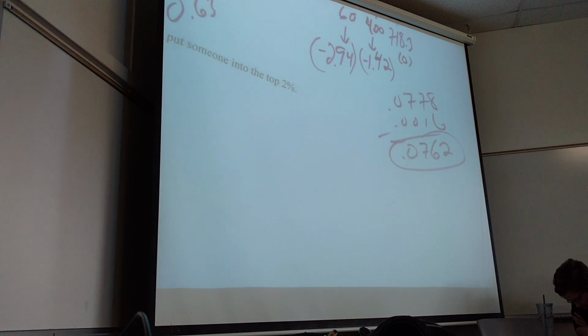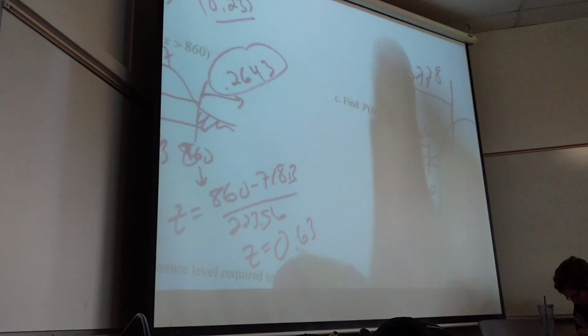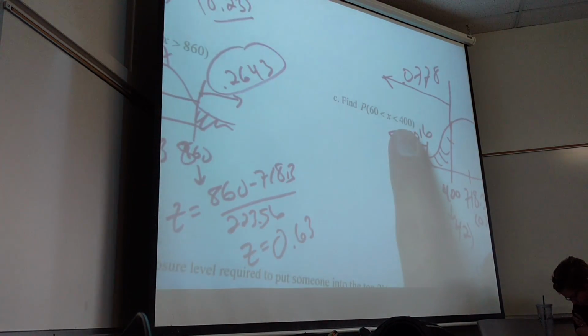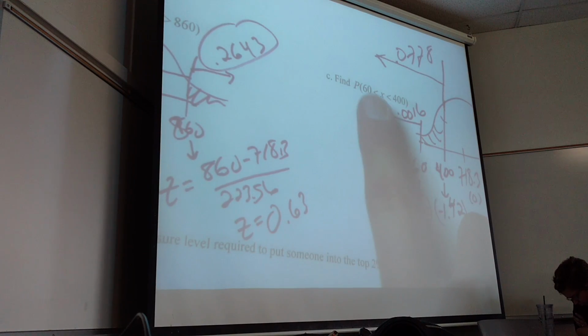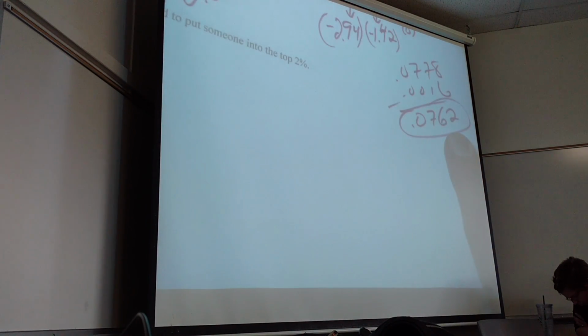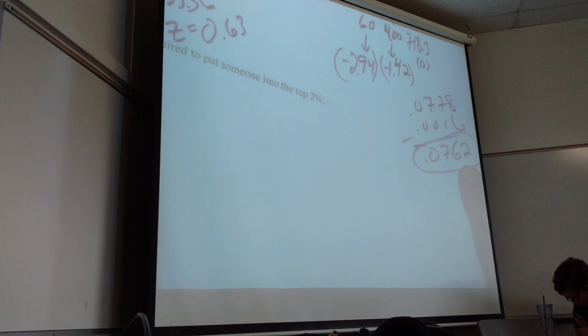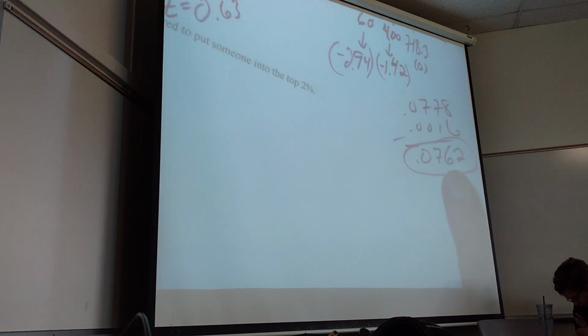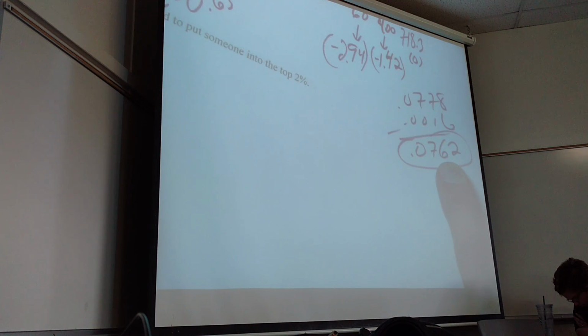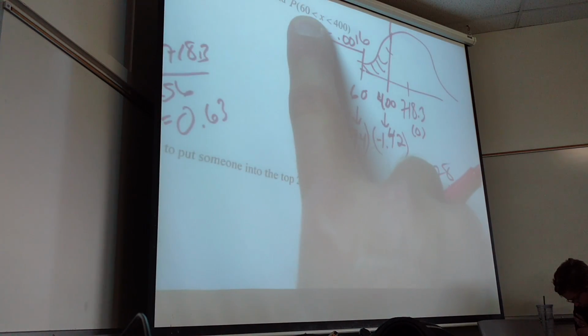So what does that mean exactly? Give me a couple different ways to look at that. The direct way to look at it is to say the probability of a person being chosen that has an exposure level between 60 and 400 is 7.62%. A slightly more practical way to say it is 7.62% of the population has an exposure between 60 and 400.